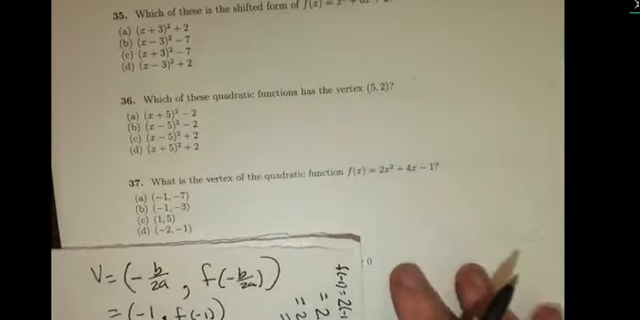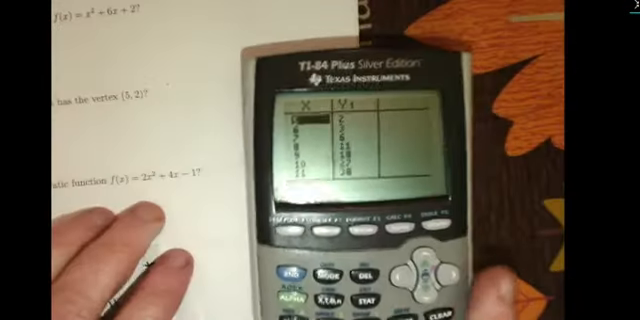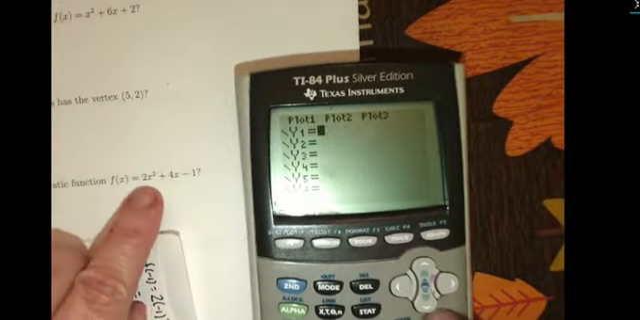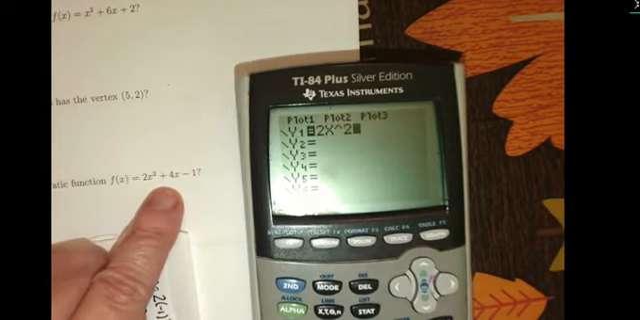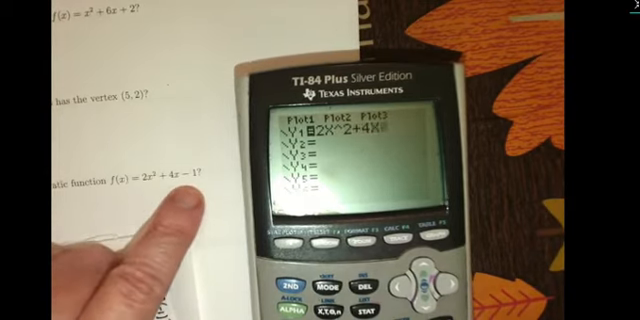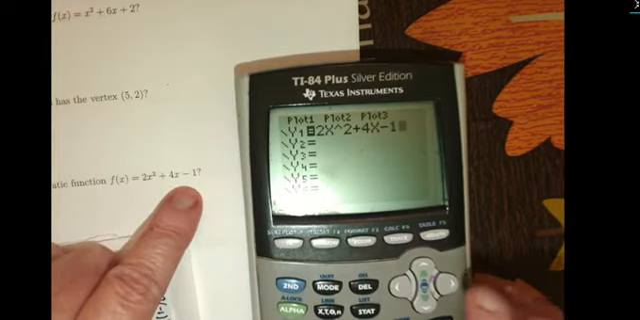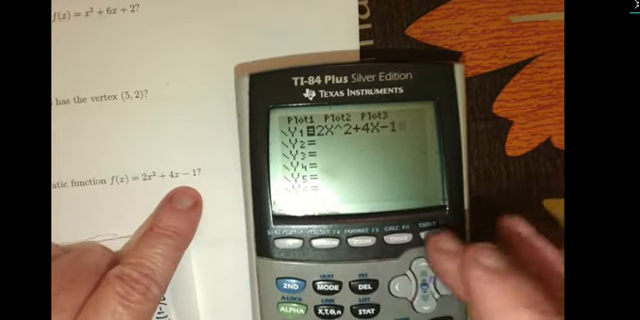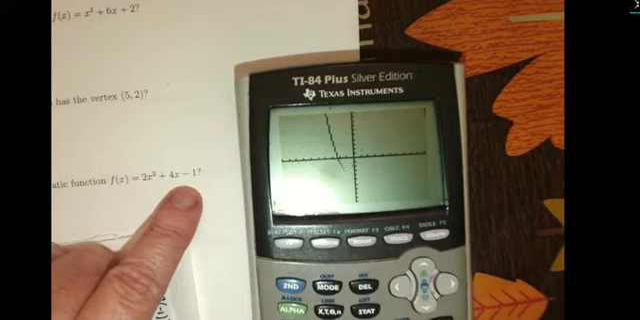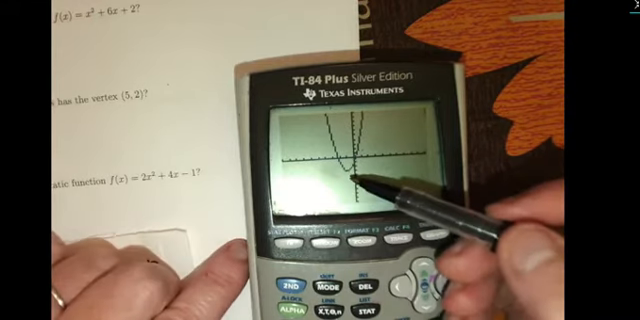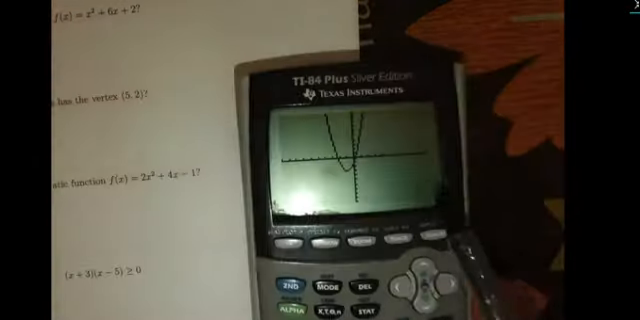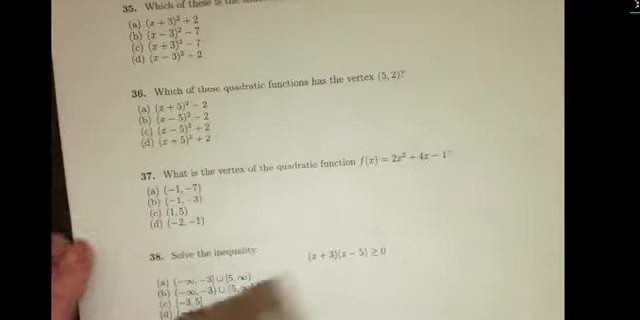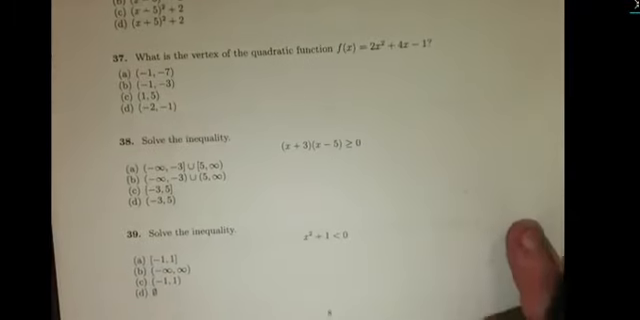And let's have a look at it in the graph. So I'm going to press y equals. I'm going to clear that out. And I'm going to do 2x squared plus 4x minus 1. And then I'm going to just press graph. And we can see there is the vertex. And that matches up with the coordinates negative 1 comma negative 3. So the answer to that one is B.